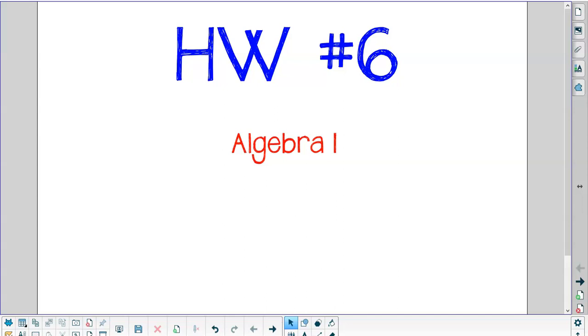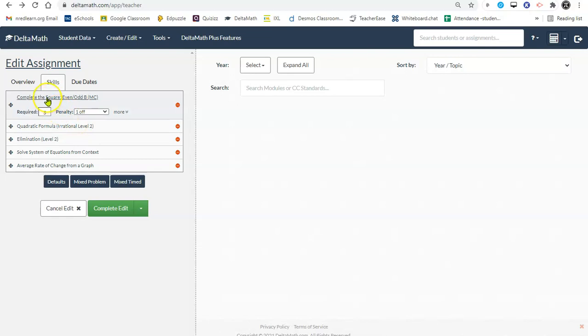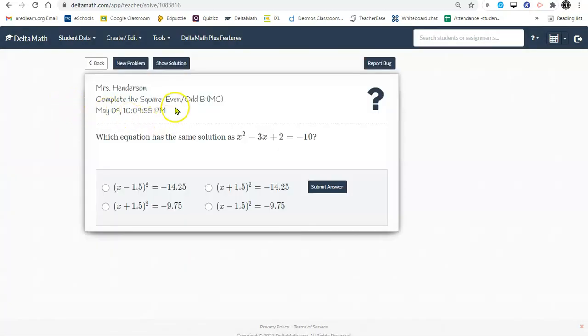Let's take a look at some of the topics on homework number 6. So the first one is to complete the square with either an even or an odd value in the b position of your standard form equation. When you're completing the square, don't forget that you have to move this c value over to the right-hand side. That would give us x squared minus 3x, big empty space, equals negative 12.